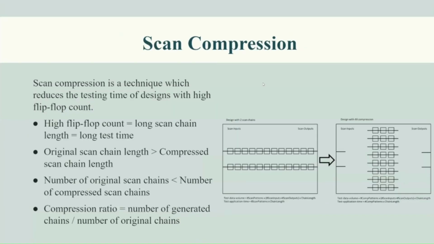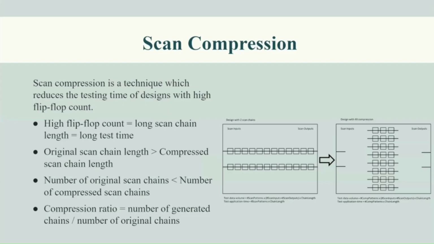Scan compression is a technique which reduces the test time of designs with high flip-flop counts. These designs end up having a very long scan chain length, and a very long scan chain length comes with very long test times. So the point of scan compression is to reduce this test time. When we compress, we will have a compressed scan chain length that is less than the original scan chain length, but as a trade-off, we will have a greater number of these compressed scan chains than the number of original scan chains.